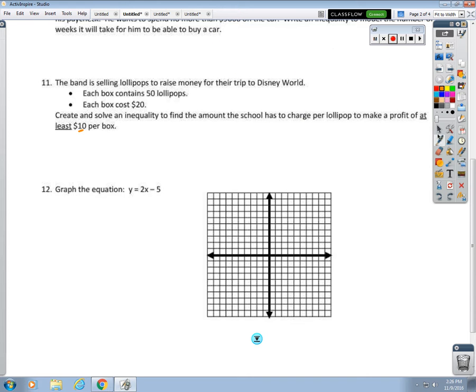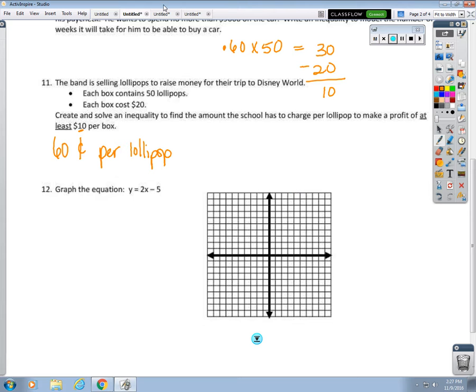It's 60 cents, because think about it. 60 cents times 50 of them would be $30. If you take off the 20 that you paid for it, doesn't that leave $10 left over that you made? So, yes, it is 60 cents per lollipop, but did anybody get the inequality? Like the equation, but not with an equal sign, with a less than or greater than.